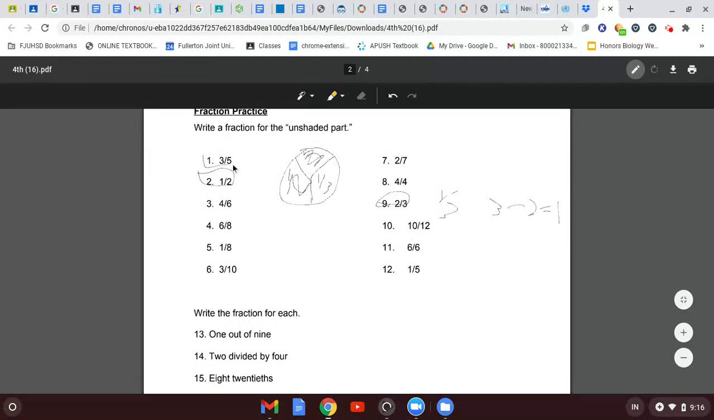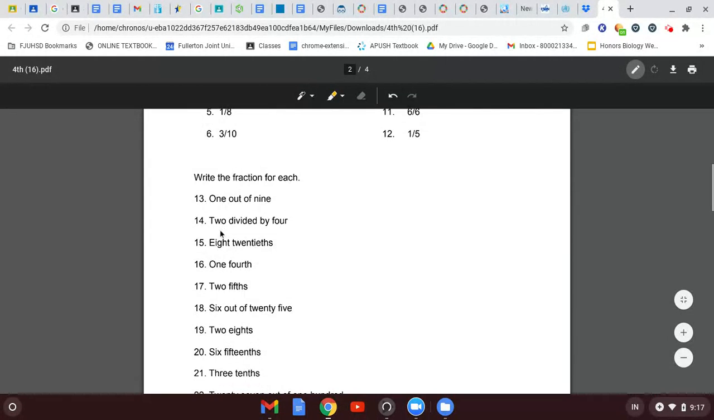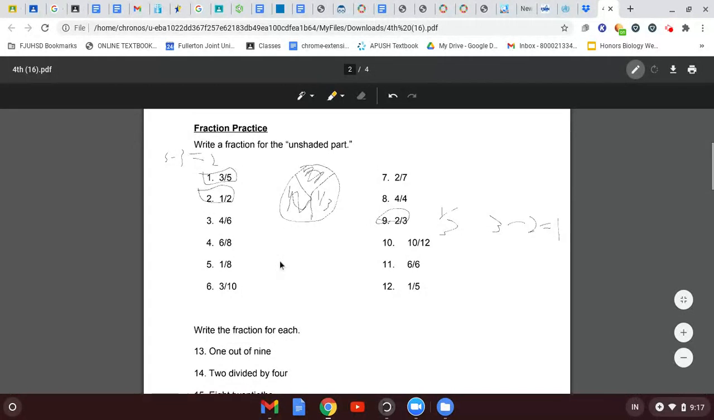For number 1, we could also think of 5 minus 3. This is because 3 parts of the 5 parts are shaded, which means in order to make it into a whole, you have to subtract and find out the other parts. And that's 2/5. You could also try doing diagrams to make it easier, like what I've been doing here.